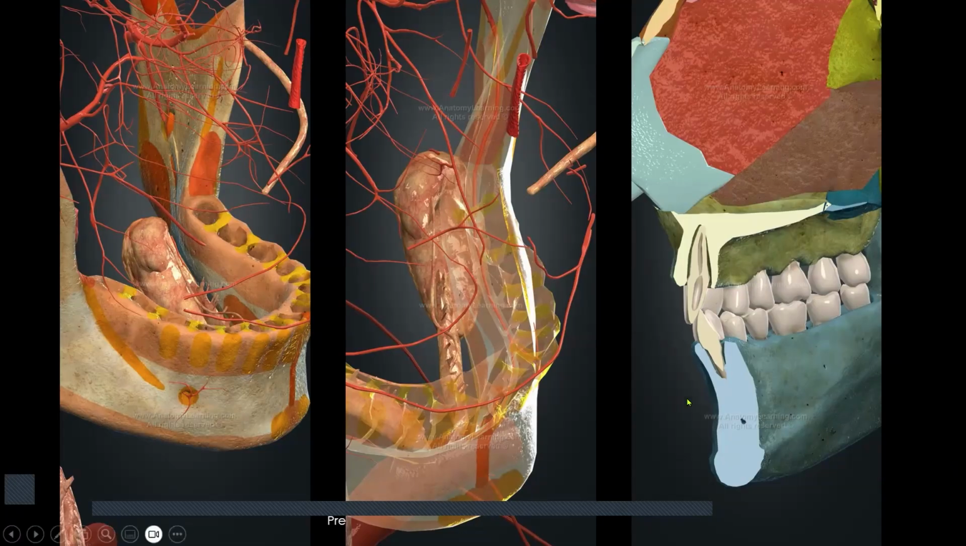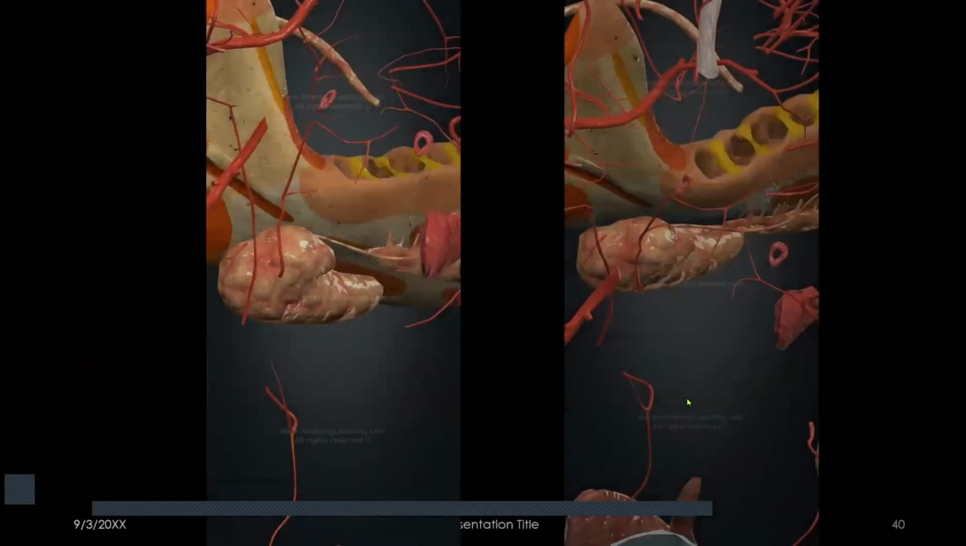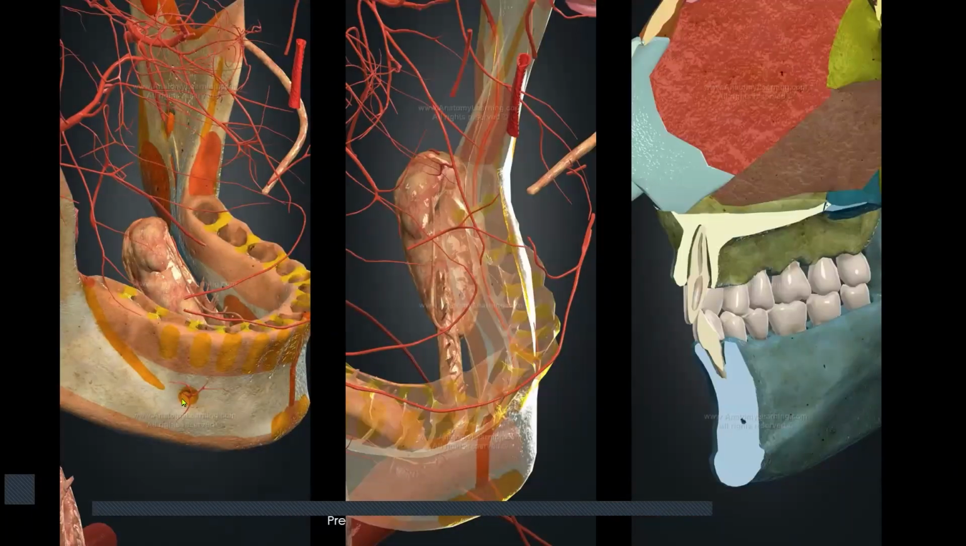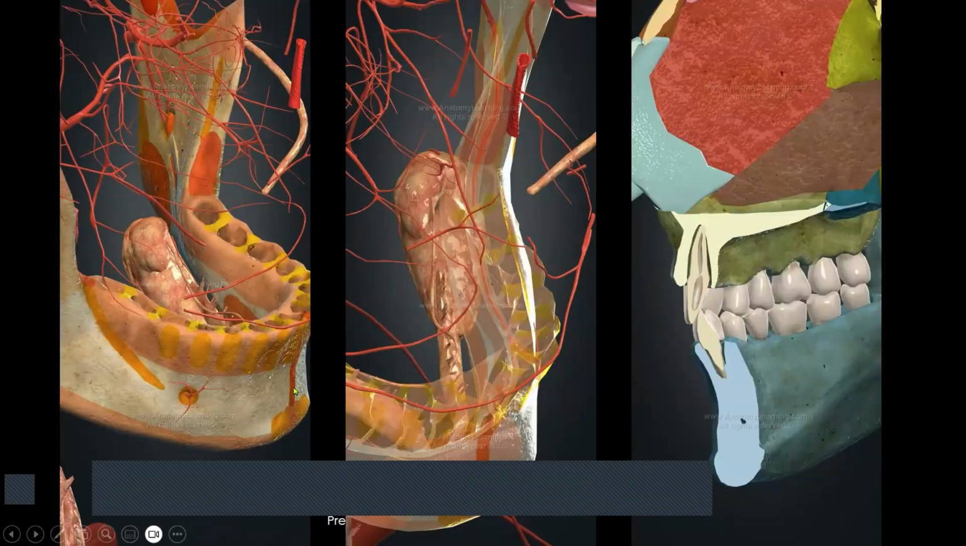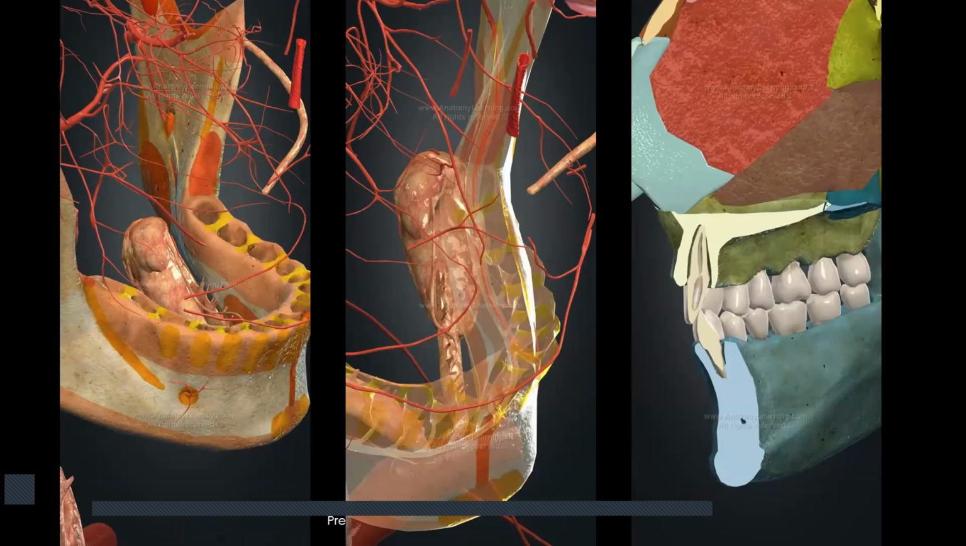Now this is important. If you can see, this is your foramen and this is your midline. You should place the implant in between the foramen and the midline. This is your anterior region. And behind this mental foramen is your posterior region.